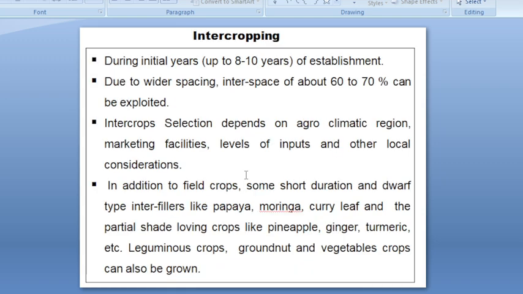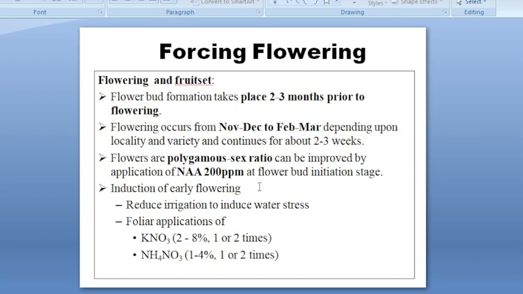Training, this I have already explained. Intercropping also we can do, like papaya, moringa, curry leaf, any other vegetables we can plant and grow as intercrops. And forcing the flower is mainly to produce a sufficient amount of flowers as well as fruits.